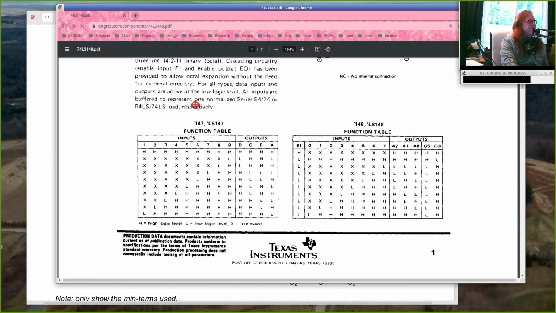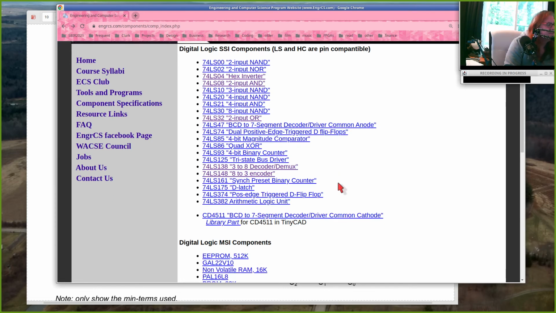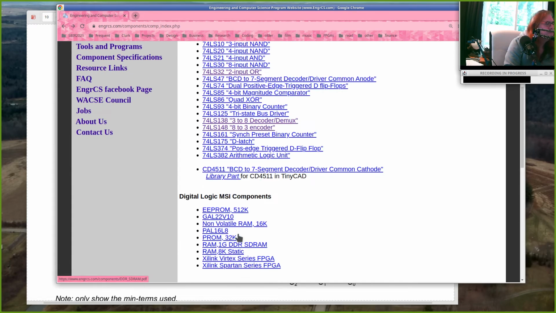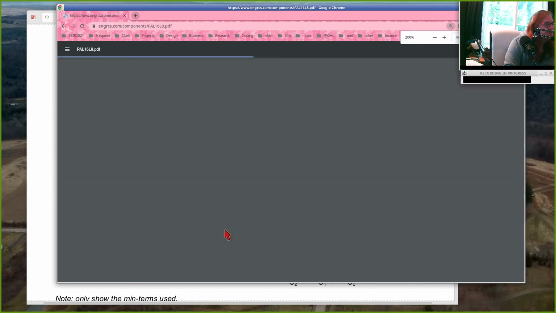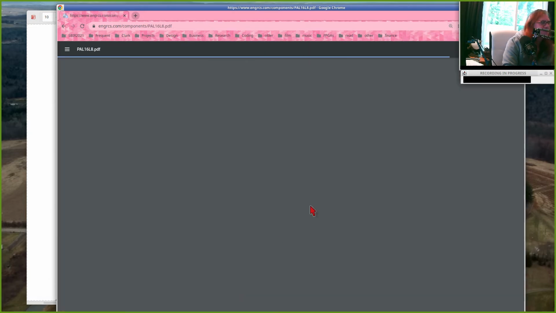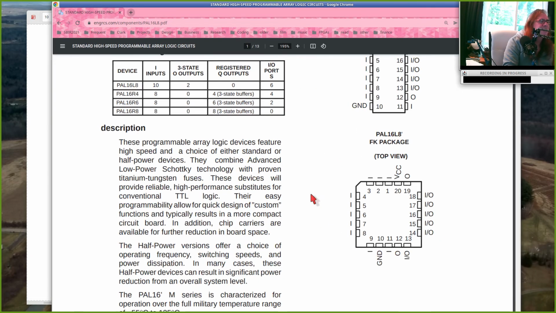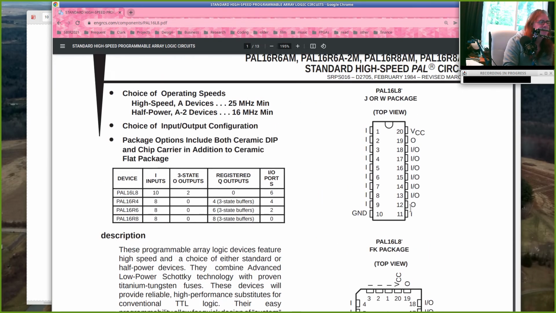And if you go back to the component specifications, you can find a PAL 16L8. Here's an example data sheet for a programmable device. And it's got a bunch of inputs and a bunch of outputs and some lines that can be inputs or outputs.